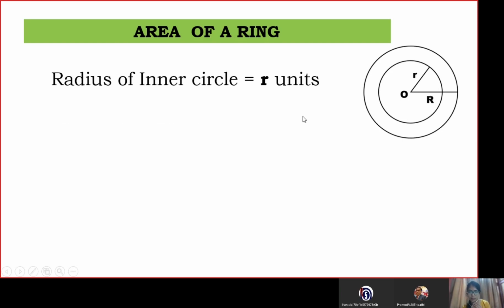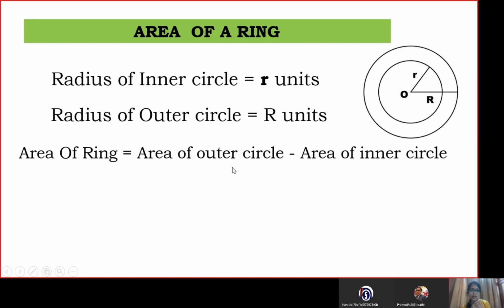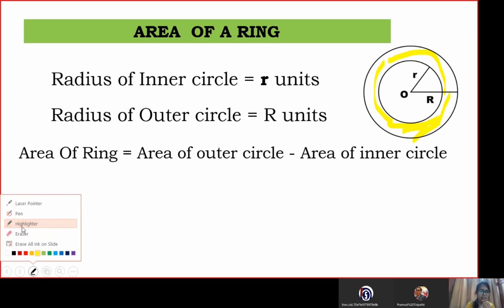So the area of a ring is given by the formula: area of the outer circle minus area of the inner circle. If I try to highlight it, I hope you'll understand whose area we are finding. We are finding this area, the shaded area that you can see, the area of the ring which is between these two circles. So how do we find the area of the ring? We'll find it as area of the outer circle minus area of the inner circle.